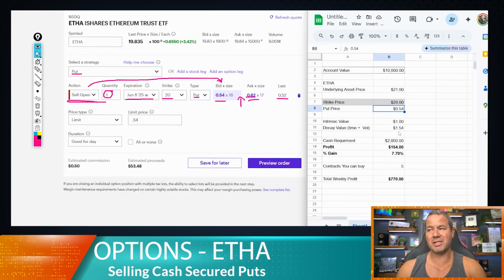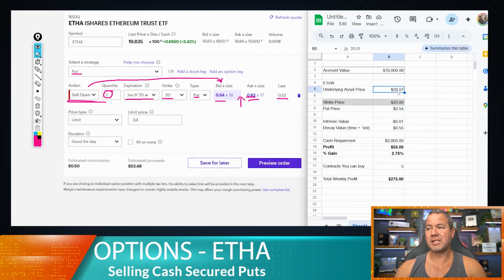So I would calculate this differently. But let's just say that it went to $20.01. It would still be 0, and we'd make the whole 54 cents in this example, okay? So don't pay attention to these numbers down here, because I'll do that differently when I show that.